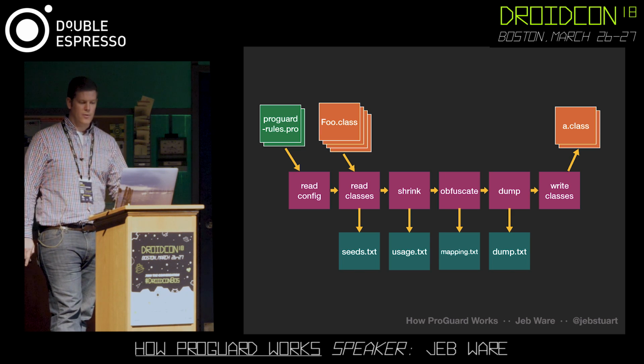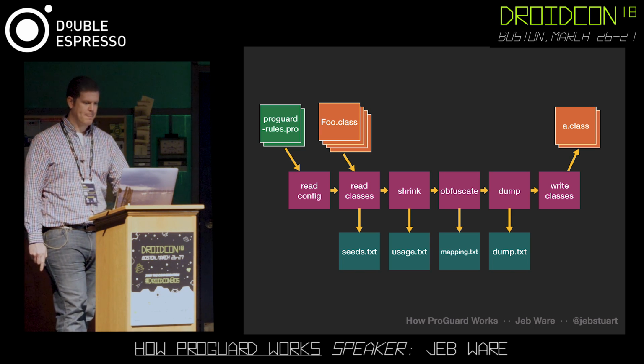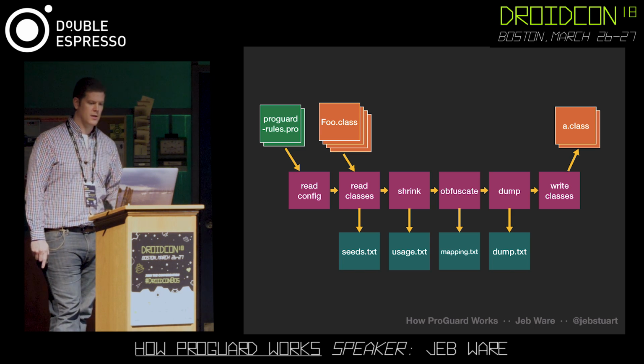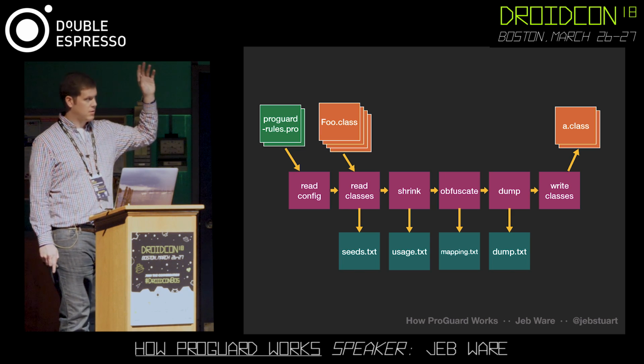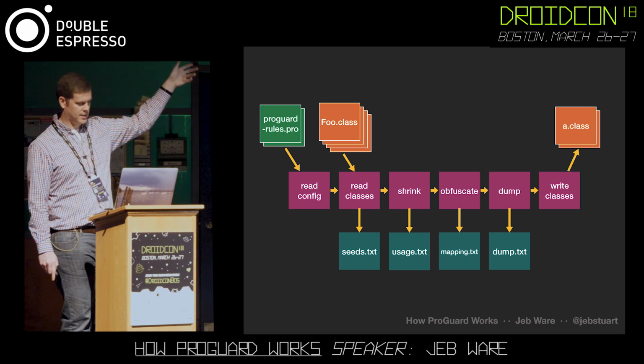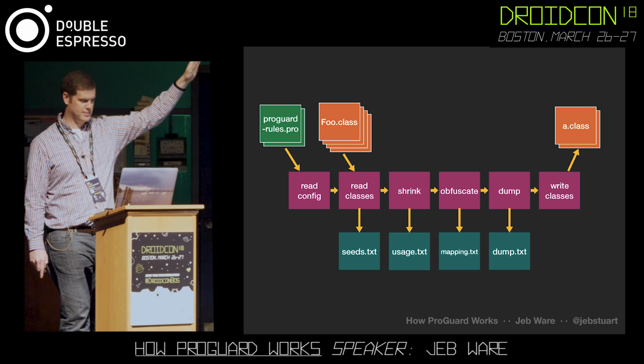It removes the unused code, writes that out as usage. Does the obfuscation, writes out the mapping file that it used, does that dump file, and then writes out Java bytecode at the end. So it took in Java bytecode, wrote out Java bytecode that has been transformed.